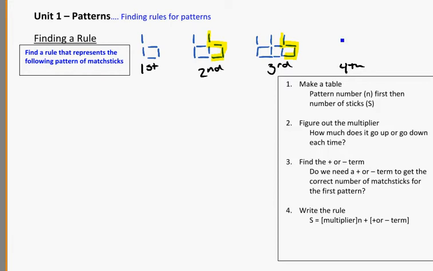So for the fourth pattern, if we want to take a guess at what that might look like, we would expect it would be the third pattern, and then we would add on another chair, so another 1, 2, 3, 4 matchsticks. So you'll notice, again, this is the part that's new for the fourth pattern.